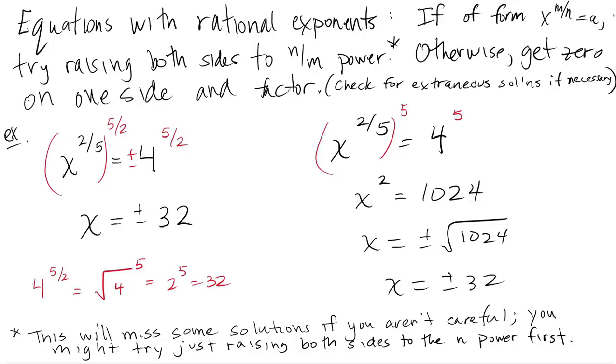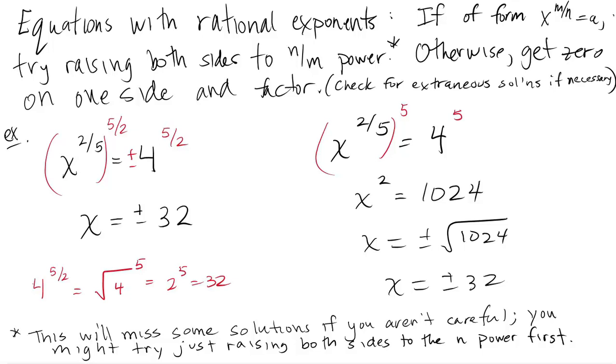It's not necessary because we raised both sides to an odd power, to the 5th power. If that number was even, then we run the risk of generating an extraneous solution, and we have to go back and check. So that's what you do when you have a variable raised to a fractional exponent, and that's set equal to a number.